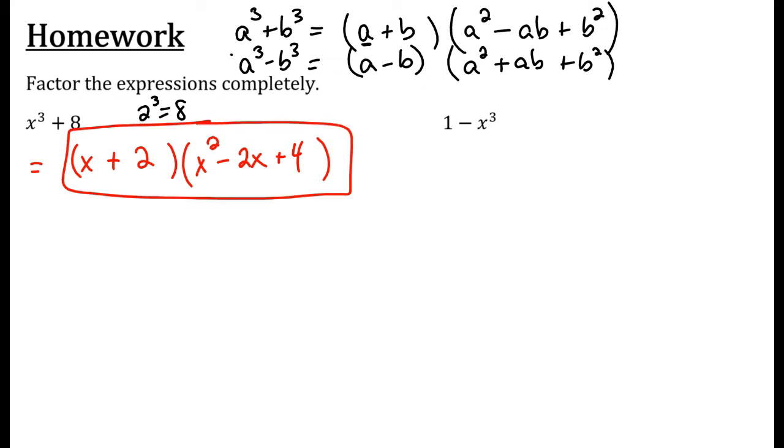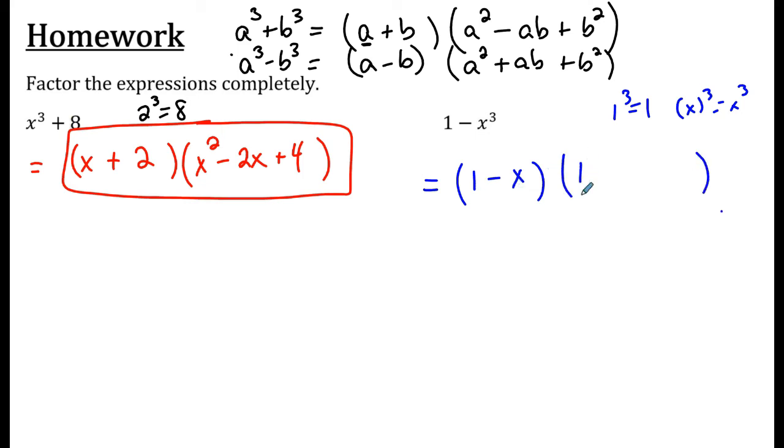1 minus x cubed. So this is the difference of perfect cubes, because 1 cubed is 1, and x cubed is x cubed. So my linear term, that's the hardest part. Once you get that linear term, you just have to know what the quadratic term is. Well, what cubed gives me 1? 1 minus x. 1 minus x is the linear term. Don't change the order around. 1 is in the front seat, so he gets to stay in the front seat.